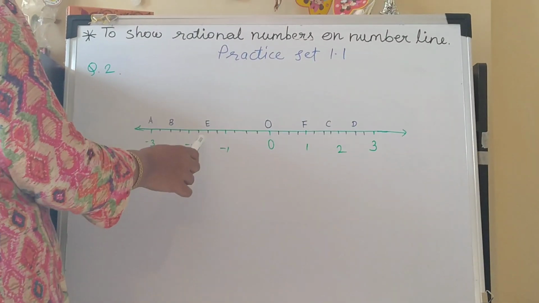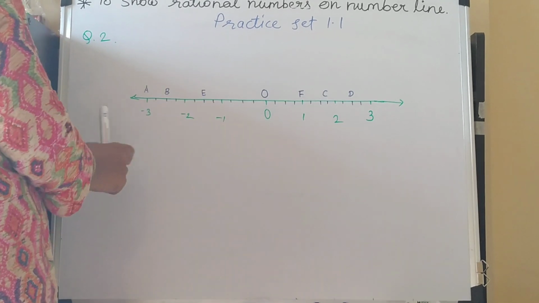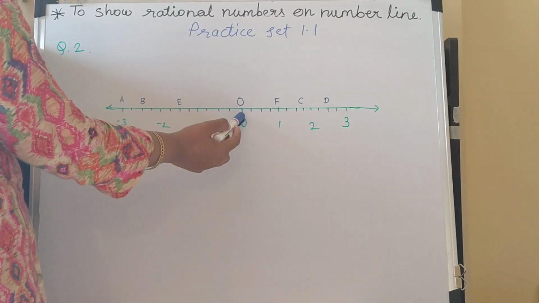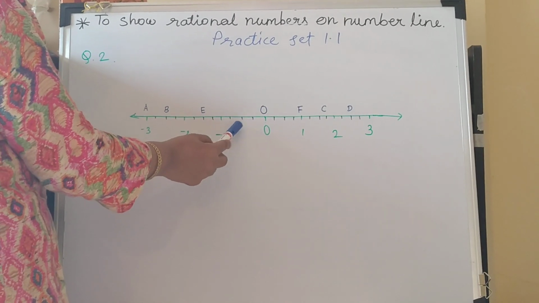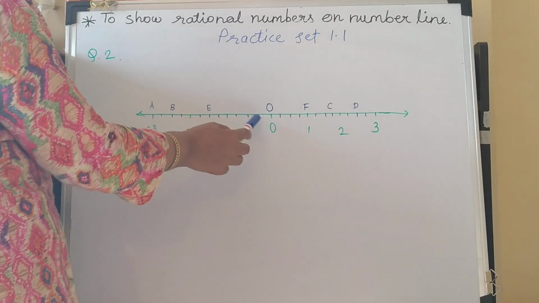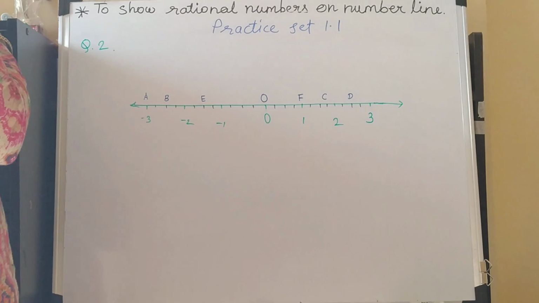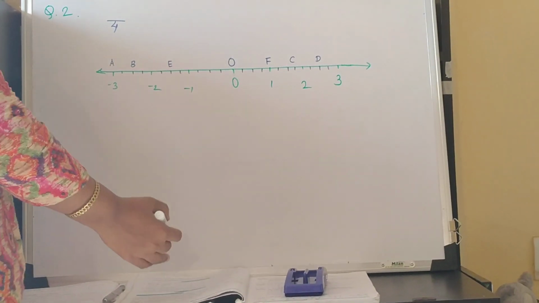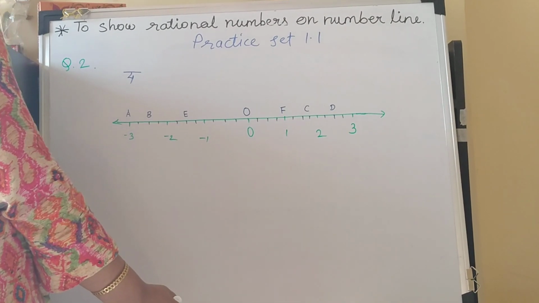Now find the denominator first. That means how many divisions are there. Now see, from 0 you will start. 1, 2, 3. 3 divisions are there in between. That means 4 parts. That means the denominator will be 4. So we have to find the answer for this question.